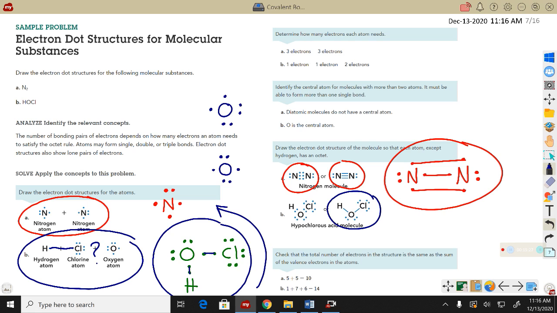When you break it down, you're going to have an oxygen in the middle. That oxygen is going to have 2 lone pairs and 2 bonding pairs. Then on the outside, you're going to have a hydrogen somewhere with 1 bonding pair of electrons. And you're going to have a chlorine on the outside with 1 bonding pair and 3 non-bonding pairs. The bones of the structure are going to be the same no matter how you arrange them on paper.